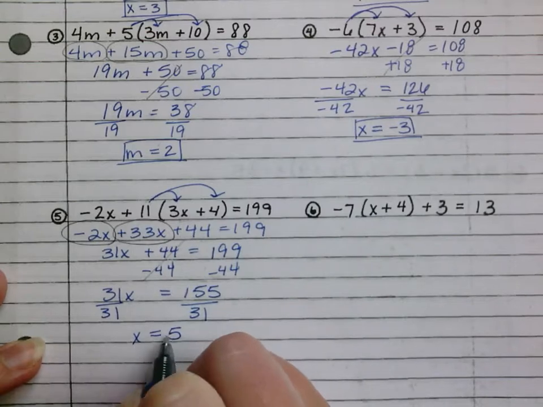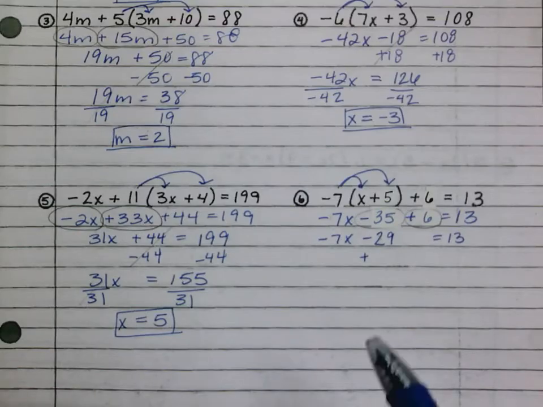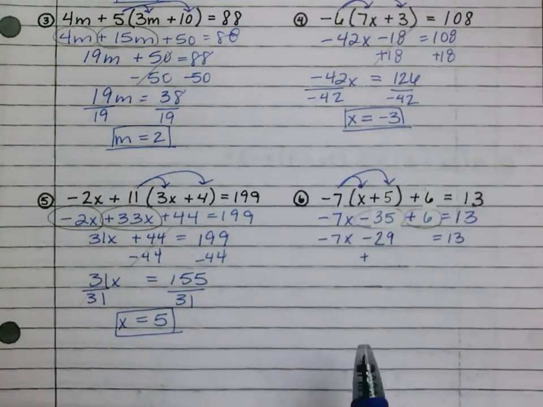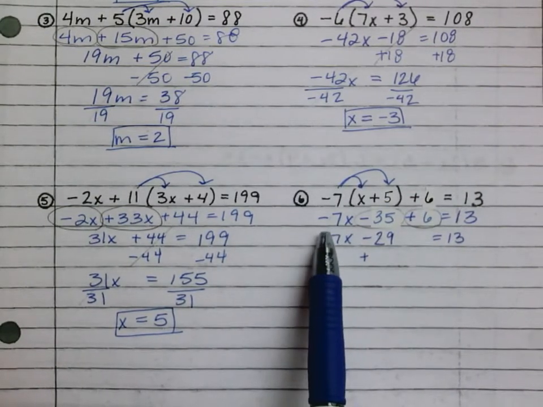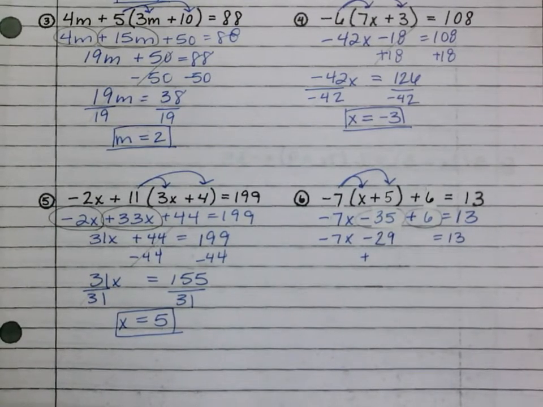And then we get x equaling 5 for our answer. Number 6, the first thing we have to do is distribute, so we'll take the negative 7 to both pieces, which will give us negative 7x minus 35. The plus 6 equals 13 just comes down because we haven't done anything with it yet.